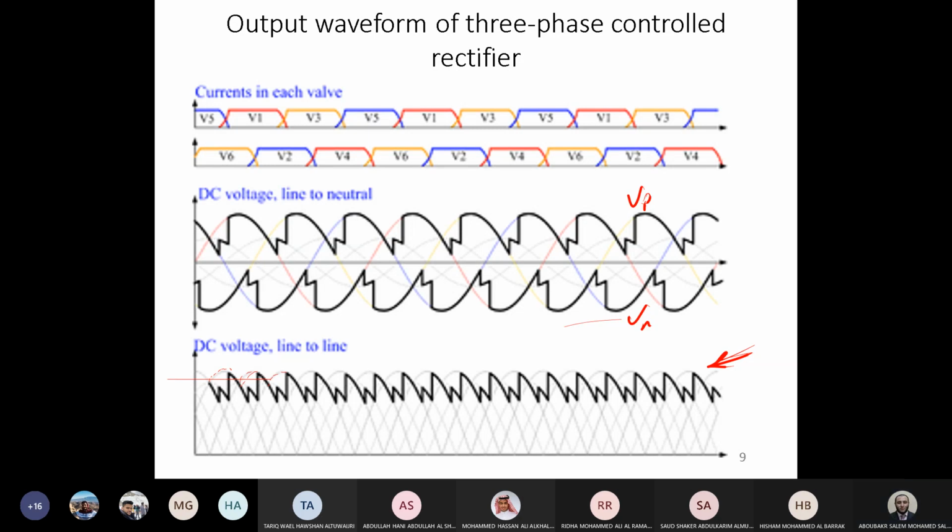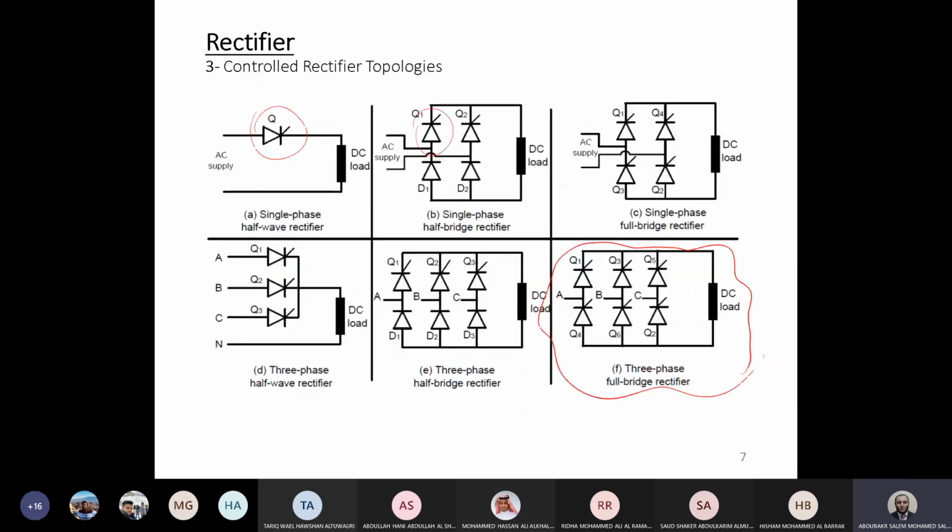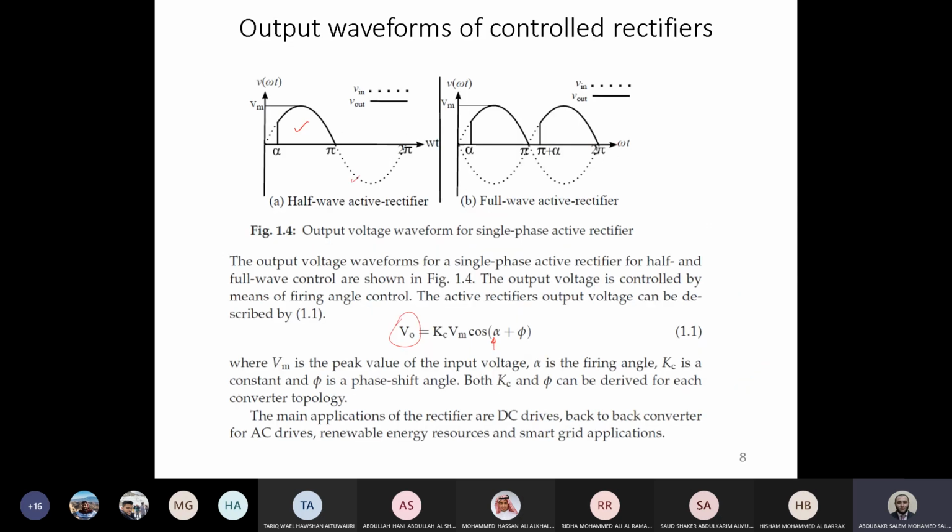Okay. Take care. All of the circuits we have discussed here are based on thyristors, not transistors or IGBT or MOSFET. Okay. All of these now are based on thyristor elements.